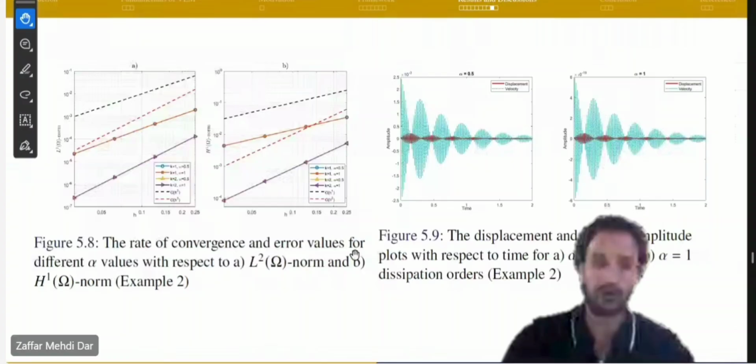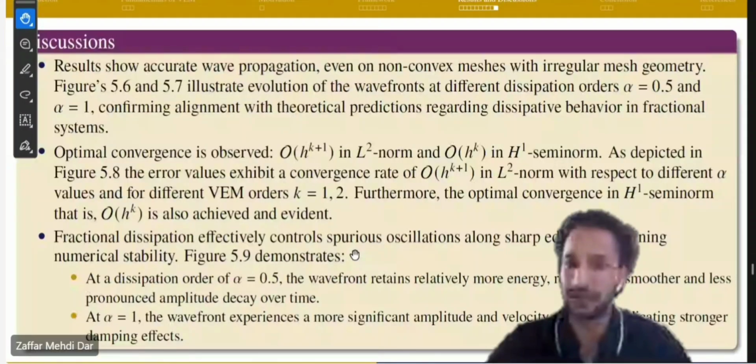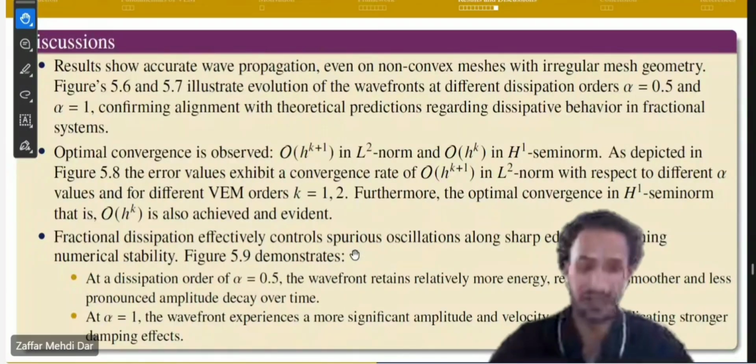Figure 5.8 represents the convergence rates and the error values for different alpha values for the VEM orders 1 and 2, and it supports the theoretical results proved earlier. Figure 5.9 shows the displacement and amplitude decay. From the discussion you can see 5.6 and 5.7 illustrate the evolution of the wavefronts with different alpha values. Figure 5.8 represents the optimal convergence achieved in L2 norm as well as the semi-norm, and figure 5.9 demonstrates the dissipation orders and the amplitude decay for different dissipative orders like alpha equals to 0.5, alpha equals to 0.1, alpha equals to 1.